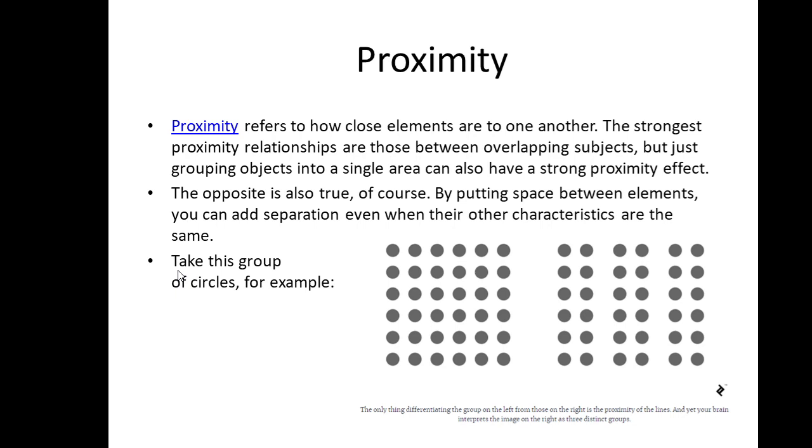So take this group of circles for example. Here we can say that all of these are one group, but if we separate them, we can say that this is a group, this is another group, and this is another group because of their proximity.